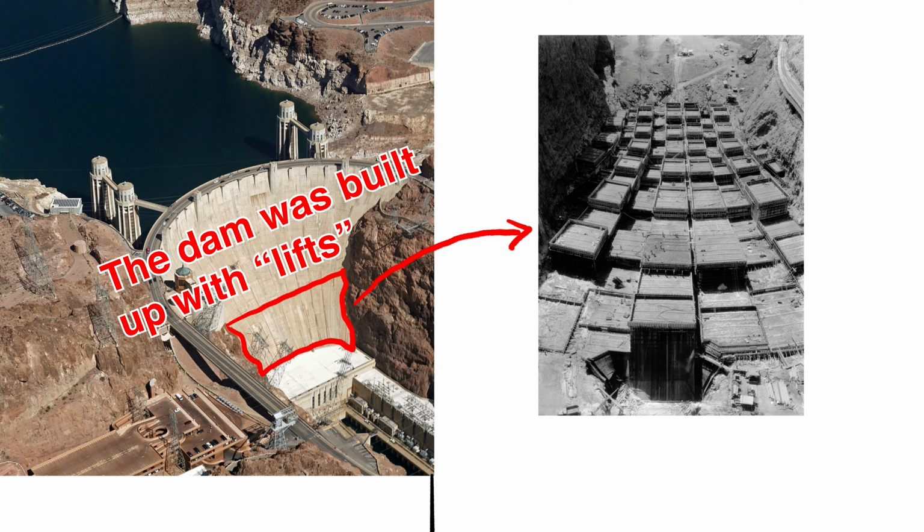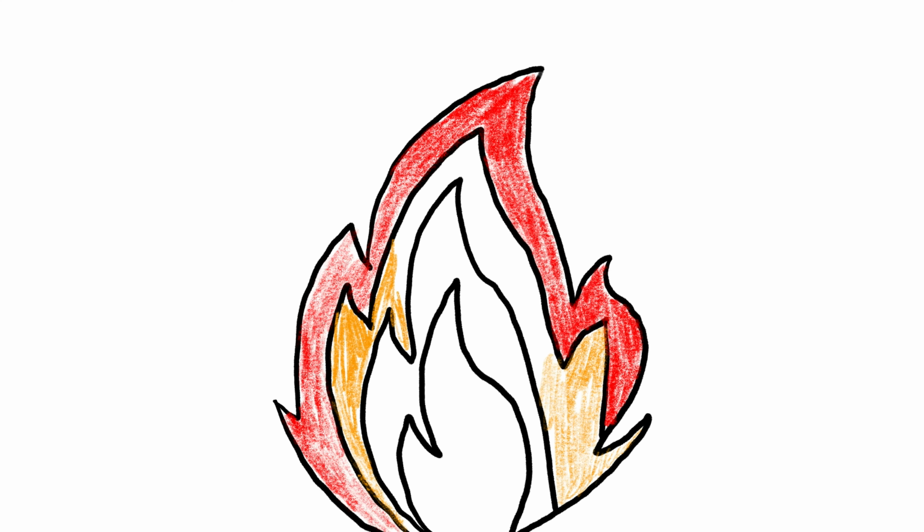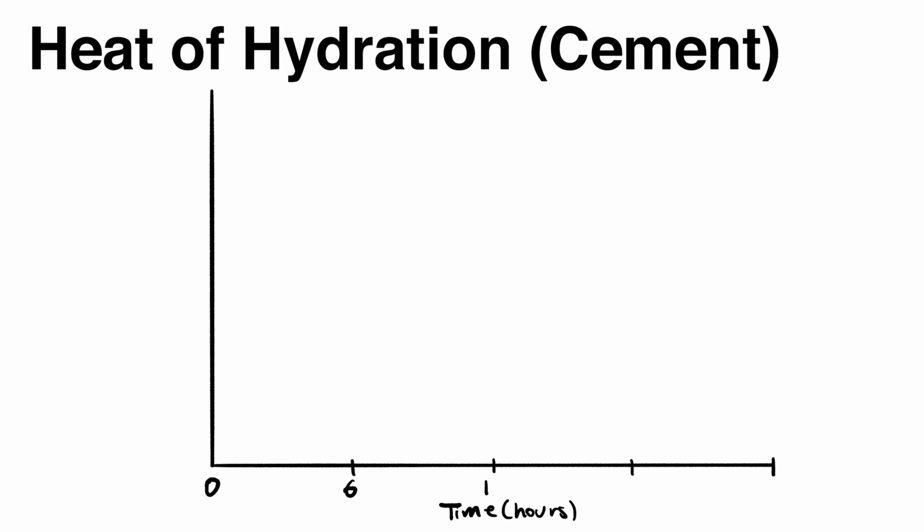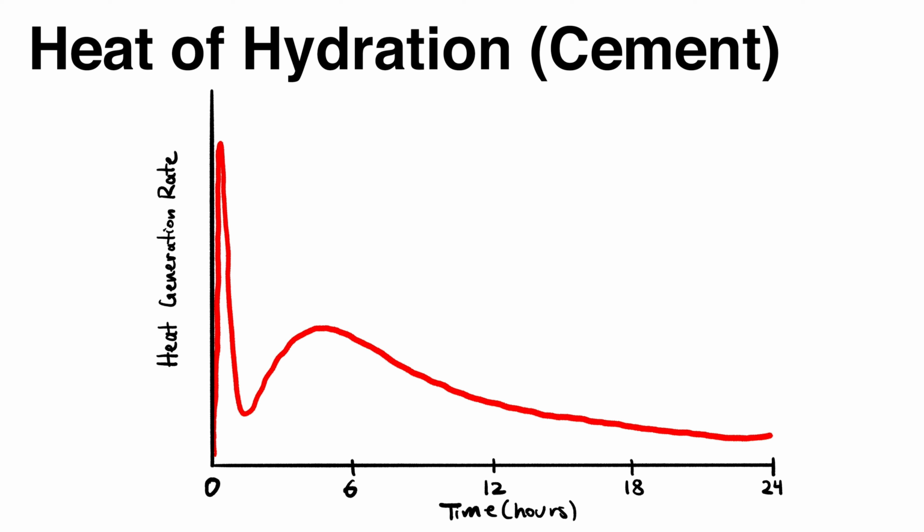You're probably wondering why they didn't just cast the dam in one pour, which sounds a lot easier than building a bunch of Legos. This was mainly due to one thing: heat. When Portland cement undergoes hydration, heat is produced in a process called heat of hydration. As we can see from this graph, a significant amount of heat is generated when cement is mixed with water, and this gradually decreases as time goes on.